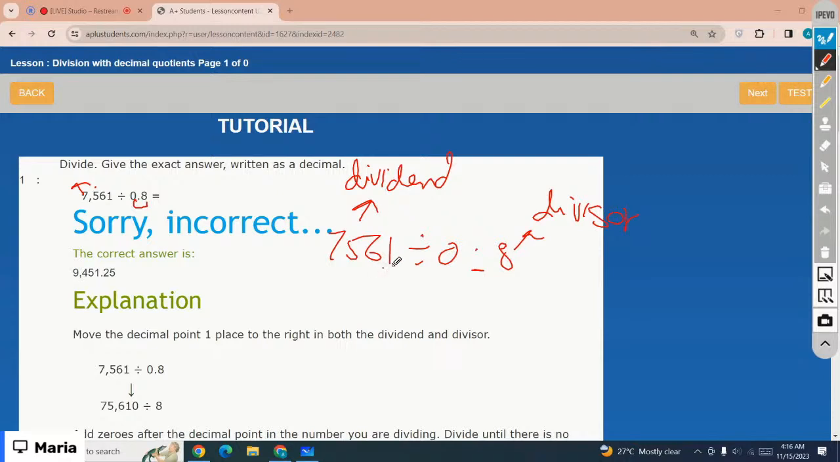So when you move one place right, you don't have any zero here. That means you need to do 75,610. And also when you move it from here to here, it would be just an 8. Now you have two simple numbers to divide. Just divide them using the simple division method, right?